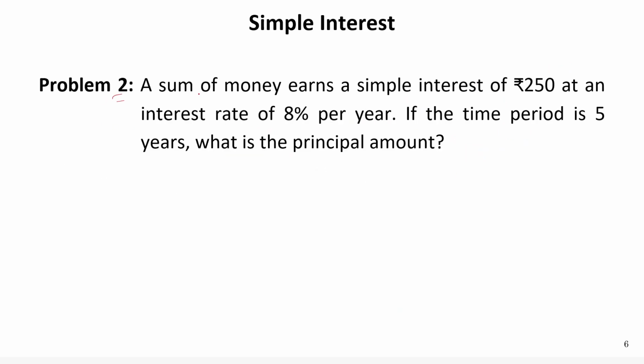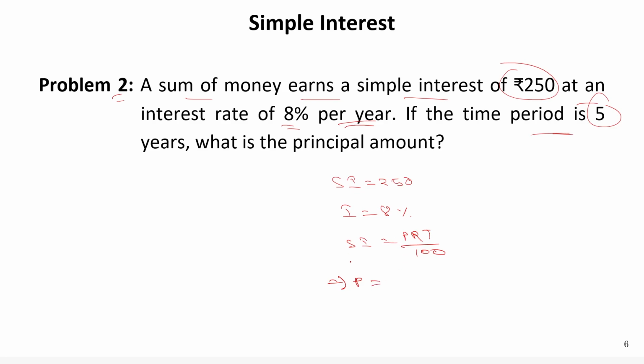So let's see problem number 2. A sum of money earns simple interest of 250. So SI is equal to 250, right, at an interest rate of 8% per year. Okay, so R is equal to 8% per year. So if the time period is 5 years, what is the principal amount? So here P is unknown. So SI is equal to PRT by 100, right? P is unknown here, so let P be on the left hand side and all the other terms on the right hand side. So it will be equal to SI into 100 whole by RT, right?